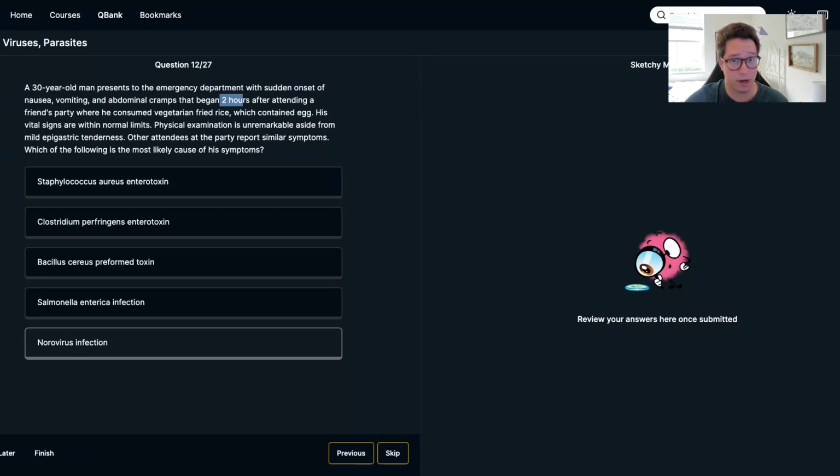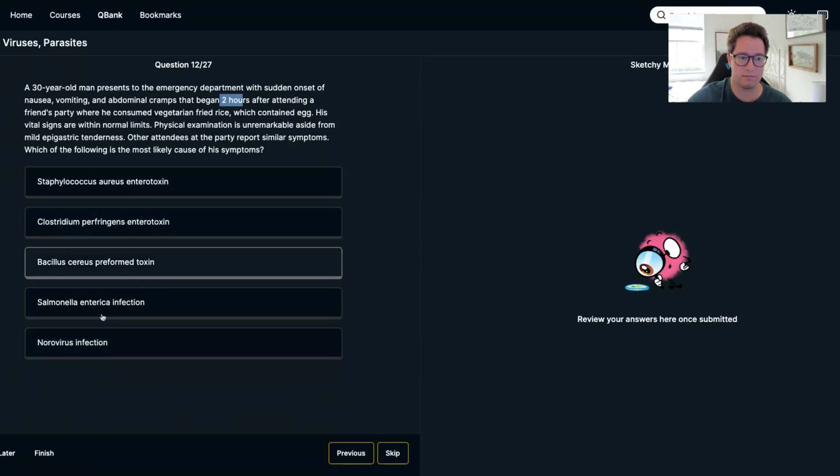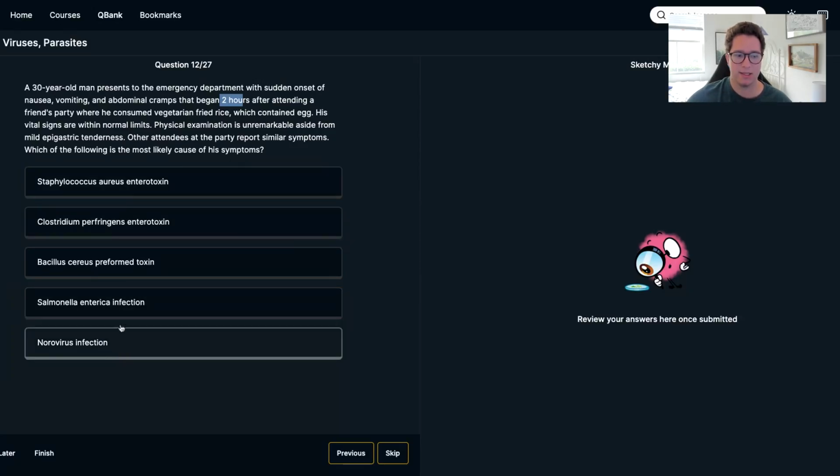So if I really wanted to right now, I could eliminate these three options. Norovirus does cause food poisoning and similar symptoms, but takes too long. Salmonella enterica takes too long. Clostridium perfringens takes too long. Based on everything that we just talked about, we know this is rapid onset. We know it's food poisoning. And because it's rapid, it can't be B, D, or E. So I know it's Bacillus cereus or Staph aureus. Both of them happen really fast because they're preformed.